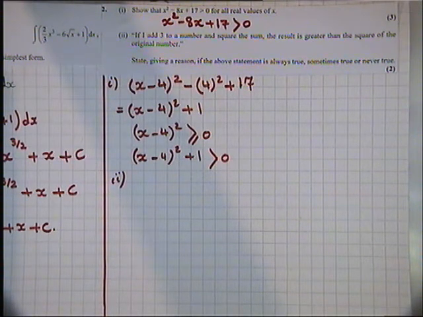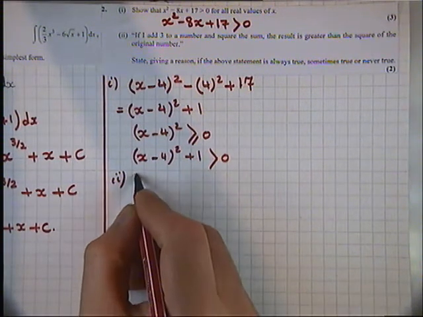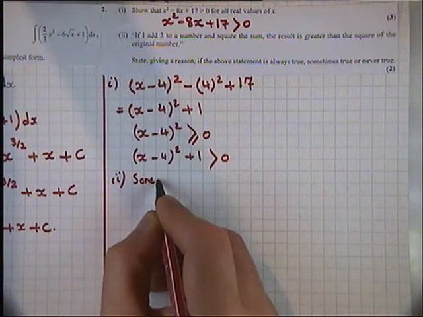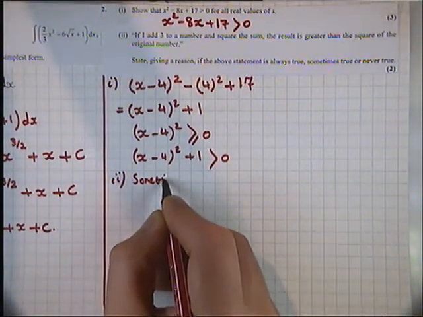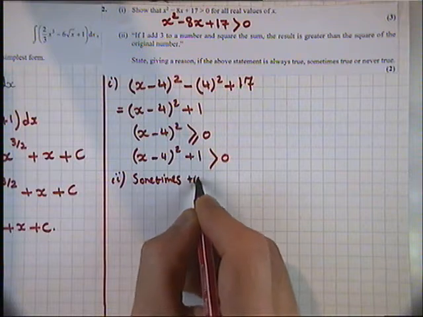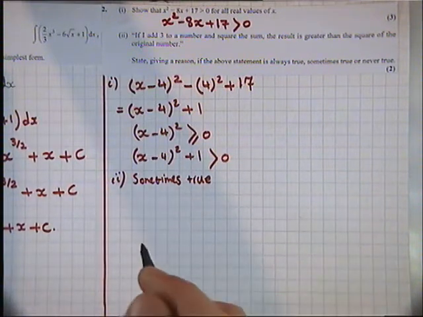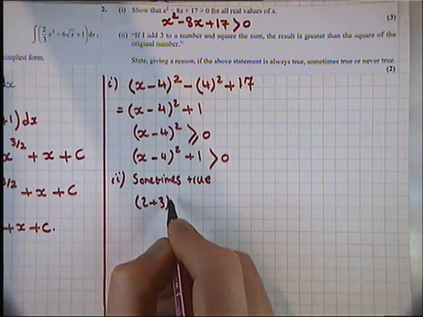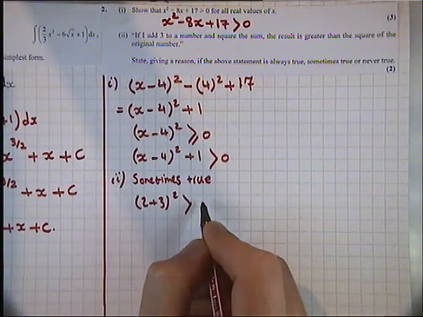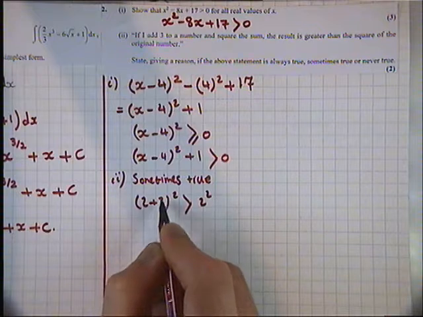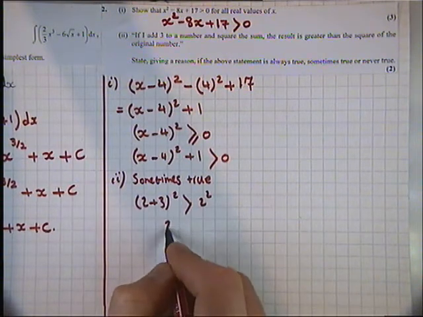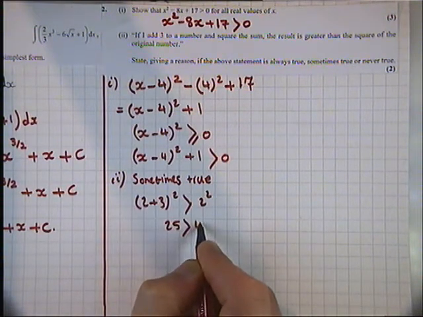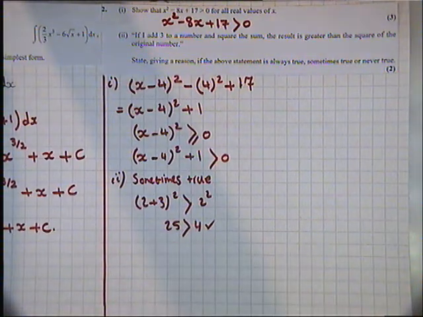Okay, so for this question, it is sometimes true. Let's give an example. For example, 2 plus 3 squared. Let's see if it's greater than 2 squared. 2 plus 3 is 5. 5 squared is 25, which is greater than 4. It's true.